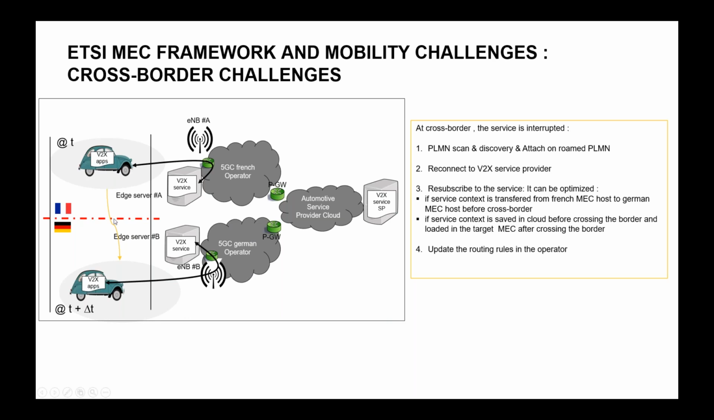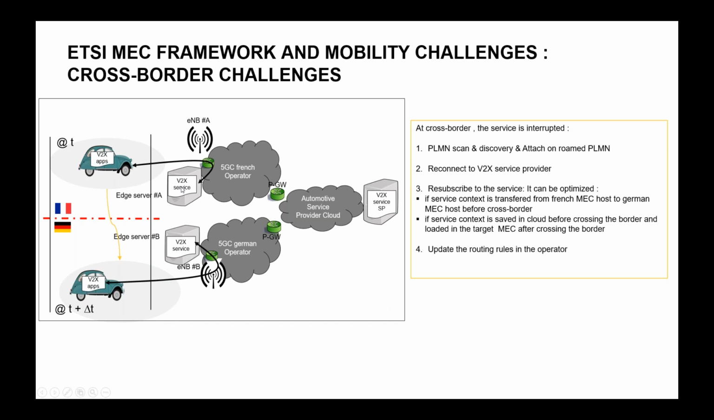So at cross-border, you will lose the coverage of your French operator, do a PLMN scan, and discover the telco on which you have a roaming agreement. Then when arriving on the German side, you will reestablish your services and you have to resubscribe. So if the service was transferred from the French MEC to the German MEC before or during the cross-border, it will reduce the interruption time.